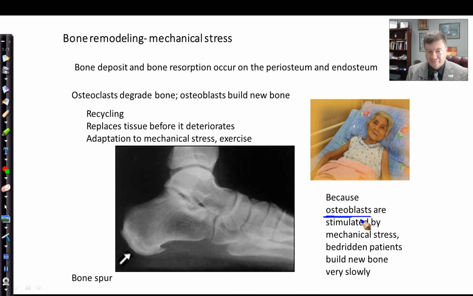So people who are bedridden, we mentioned in class about astronauts. Astronauts, when they come back from space, have weakened bone mass, lost bone mass, because there's no gravitational stress in space to put stress on their skeleton. So they tend to be rather weak when they get back to Earth.